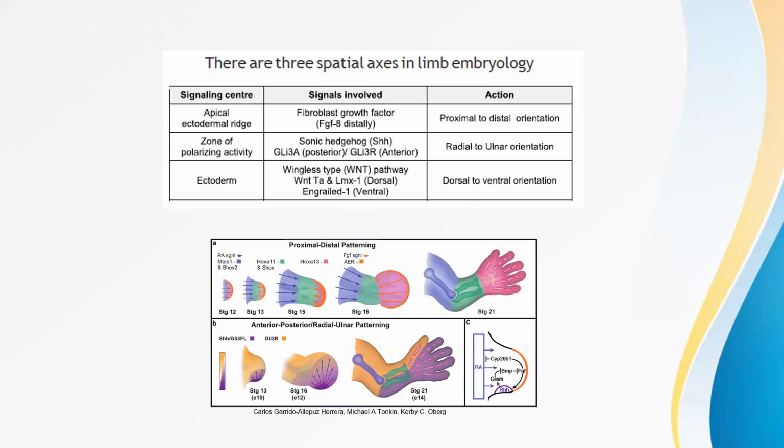We know nowadays that we have 3 spatial axes in limb embryology, and we have the apical ectodermal ridge, the zone of polarizing activity, and the ectoderm, each one of them guiding the spatial orientation from proximal to distal, or radial to ulnar, or dorsal to ventral. The most important one of them is thought to be the apical ectodermal ridge, signaling fibroblast growth factor, followed by the zone of polarizing activity.